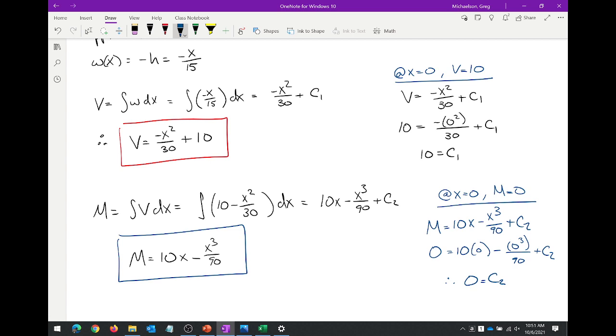Next time it gets a little better, because we're going to get away from all this crazy algebra and calculus land and get to something a little better, like concentrated moments and cantilevers.